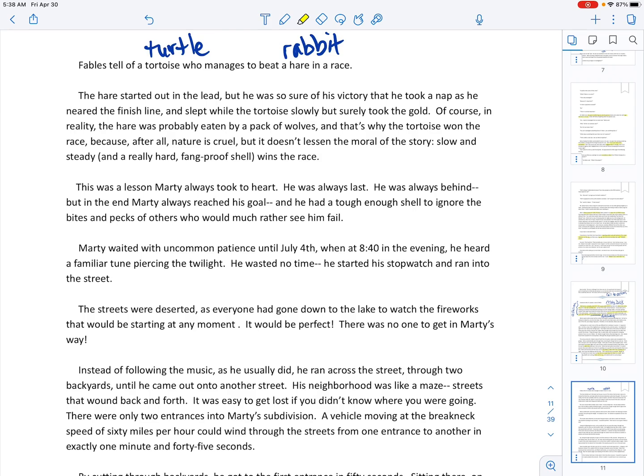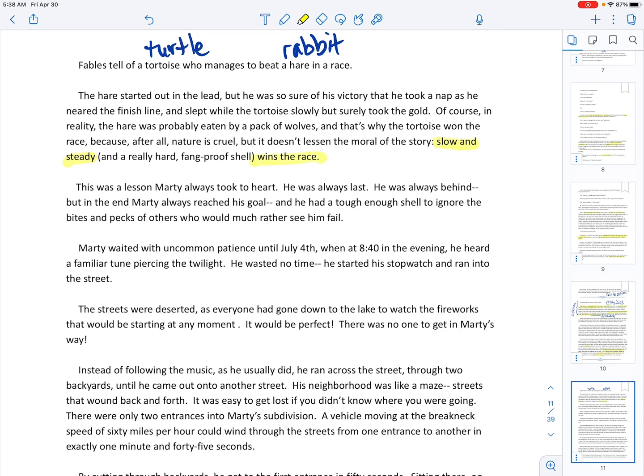a nap as he neared the finish line and slept while the tortoise slowly but surely took the gold. Of course, in reality, the hare was probably eaten by a pack of wolves, and that's why the tortoise won the race. Because after all, nature is cruel, but it doesn't lessen the moral of the story. Slow and steady, and a really hard fang-proof shell wins the race.